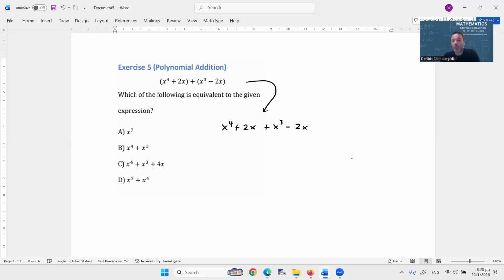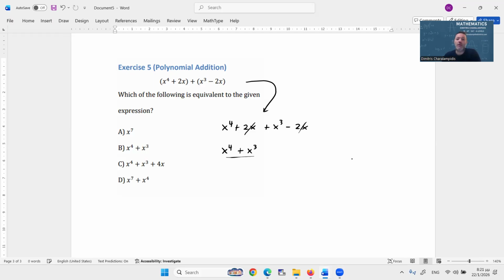We know that when we add monomials, we basically simplify like terms. We can only combine the x to the power 4 with the x to the power 4, the x's with the x's, and so on. So here, we would be left with x to the power 4, since we don't have anything else that is similar to it, then plus x cubed, and then the 2x and the minus 2x will cancel out.